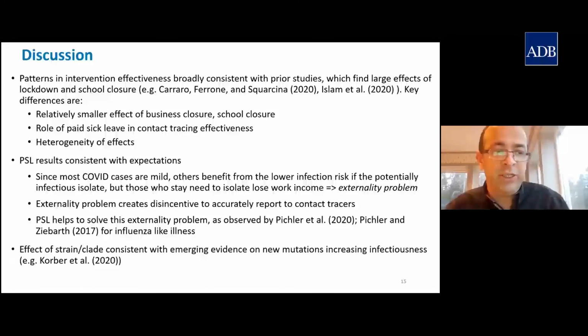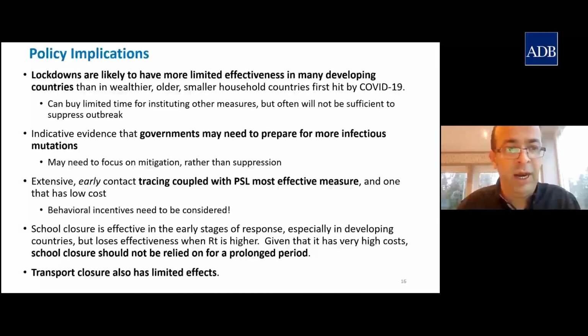Because there's an externality problem in that most people have mild symptoms. So the benefit of them staying home is really to others, not to themselves. And to solve this kind of externality problem requires public sector intervention to correct the market. We also find our effect of new strains increasing infectiousness is consistent with the epidemiological literature.